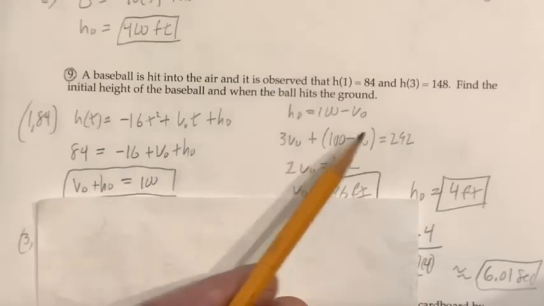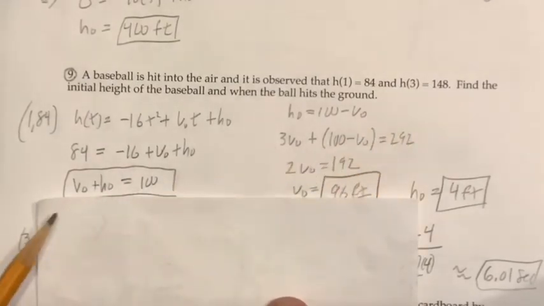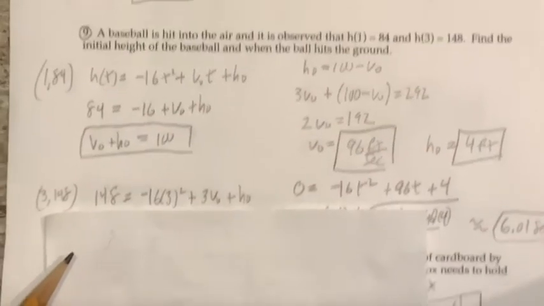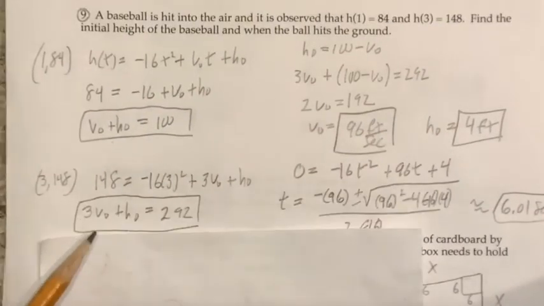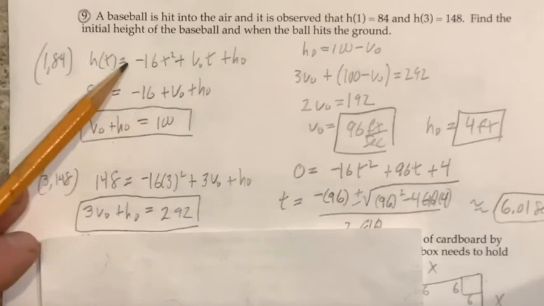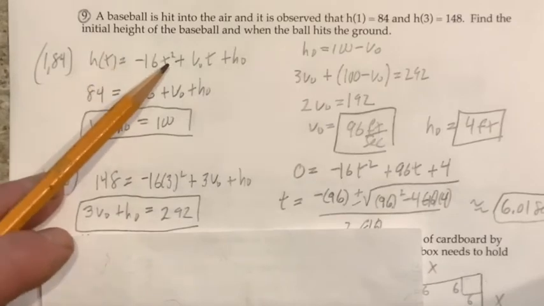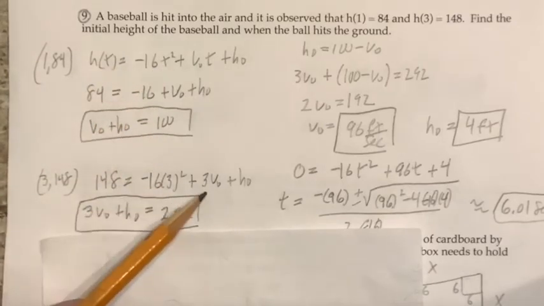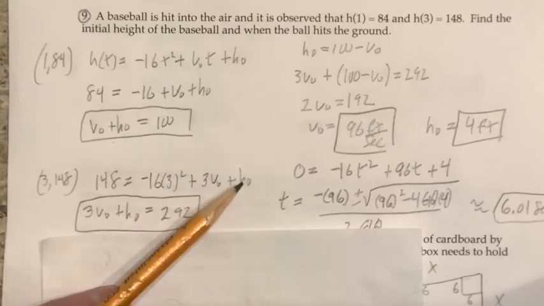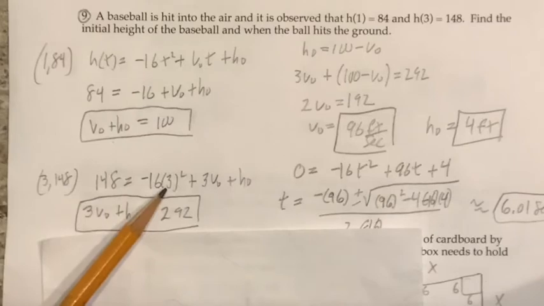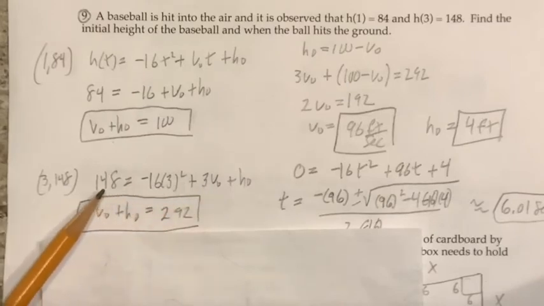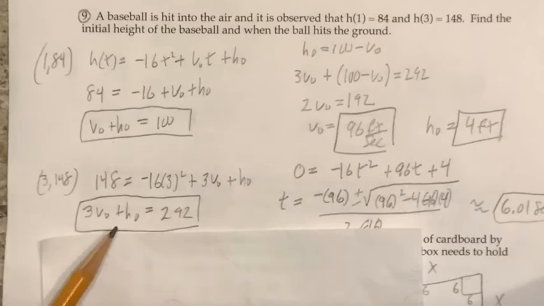Now we're going to plug in when t is 3 and the height is 148, and you end up getting another equation. I'm going back to here now. I'm plugging in t equal 3, so this becomes a 9 here, and 3v0, and h0. Actually, I'm plugging t equal 3 and the height equal 148. I don't know v0 or h0, right? So you get this equation.